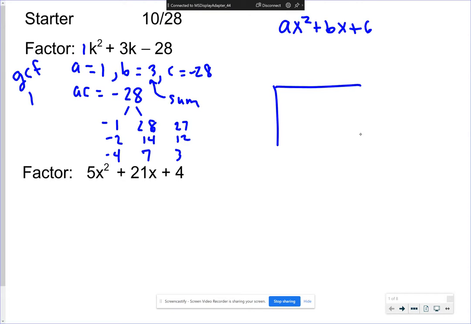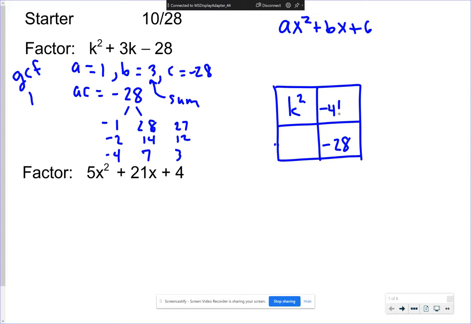At this point, we're going to build the table, the multiplication table that we're then going to deconstruct to find the factorization. Okay, we're going to do k squared. First term gets the first square. Last term of my polynomial gets the last square. So the negative 28 gets the last square. And the other two squares, we're taking the 3k and we're breaking up as a negative 4k plus a 7k, because we know that negative 4k plus 7k is going to equal 3k.